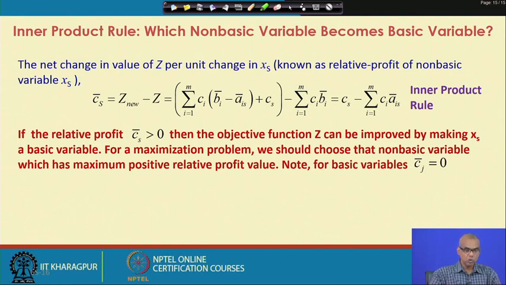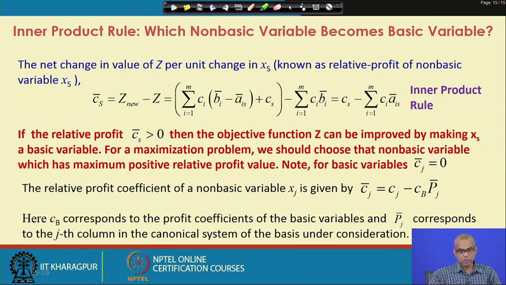So, we will find out the relative profit of the non-basic variables, and if the relative profit is greater than 0, we understand that the objective function can be improved by making xs a basic variable. For a maximization problem, we should choose that non-basic variable which has maximum positive relative profit value, so that will cause the maximum improvement in the objective function value when we convert that particular non-basic variable as basic variable.